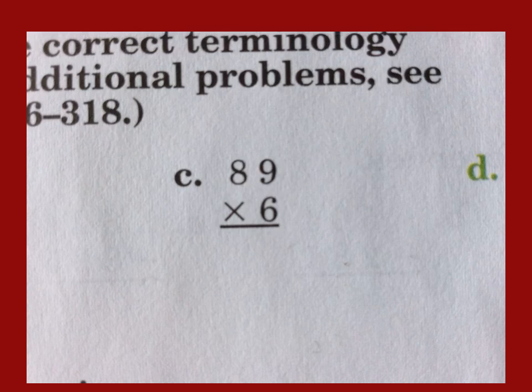C, we have 89 times 6. So the spray method, we'll do 6 times 9 and then 6 times 8. Start with 6 times 9, it gives us 54. Put a 4 there, carry the 5. Now we'll do 6 times 8, that gives us 48, plus the 5 would give us 53. We get an answer of 534.